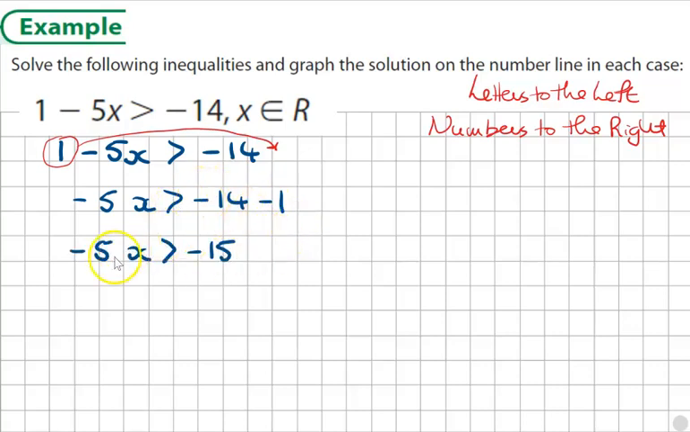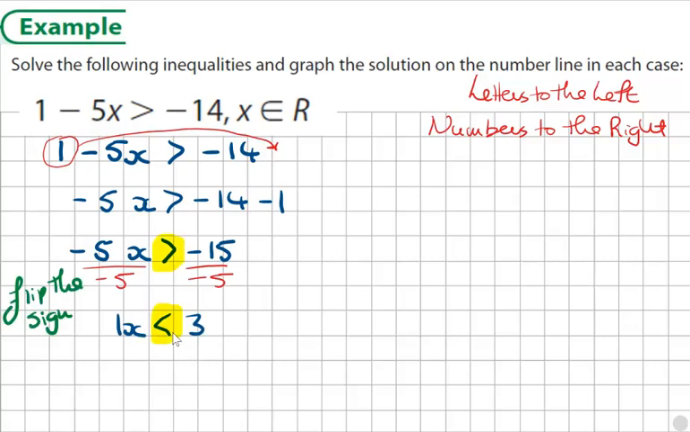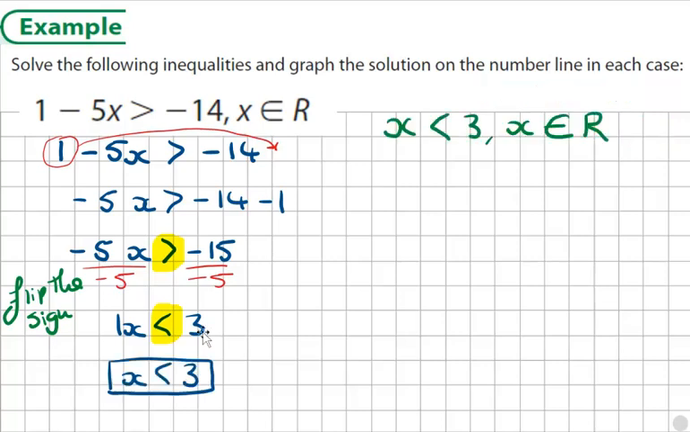So now we're going to divide both sides by minus 5. And dividing by a negative number, the inequality sign will flip. So minus 5 divided by minus 5 is 1, so we get 1x. And then our new sign is less than, and minus 15 divided by minus 5 is positive 3. So we have x is less than 3, where x is an element of the real number set.